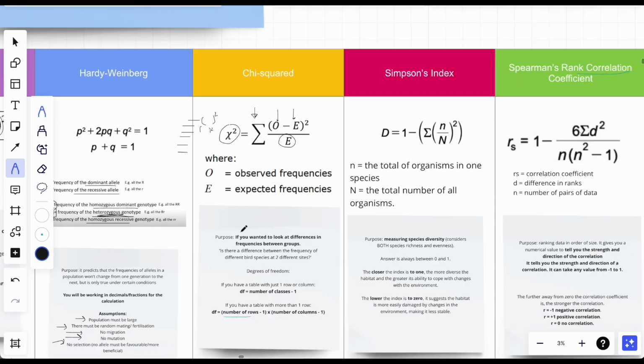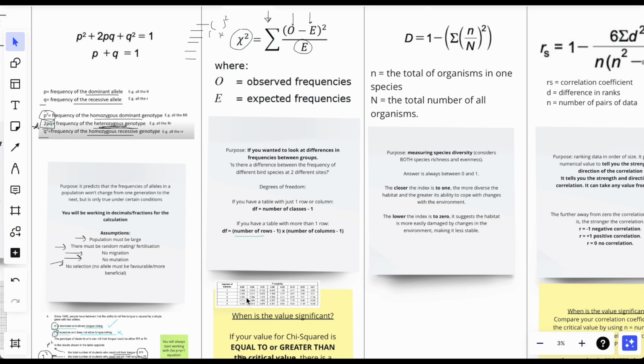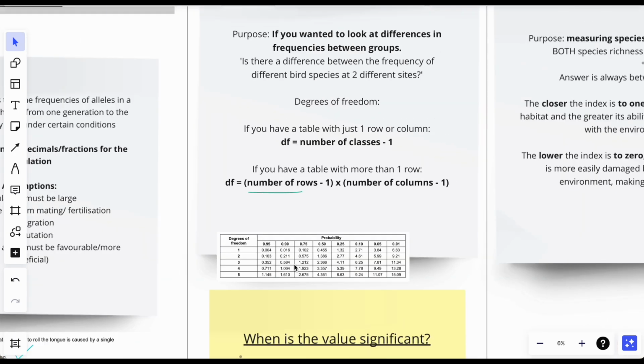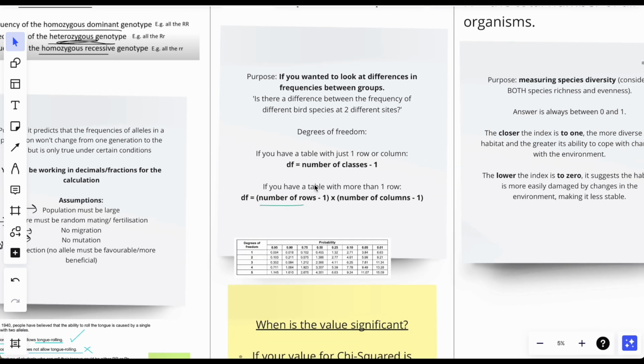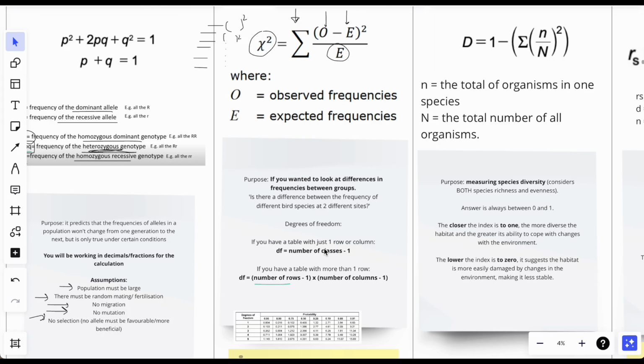Okay, and when you get a question as a follow-up with a table like this, degrees of freedom, probability, you're going to find the critical value. There are 2 versions of how you can work out degrees of freedom. First version is if you just have one row or column, then it's just the number of classes, or the number of rows minus 1. However, if you have a table of more than one row, you do the number of rows minus 1 times the number of columns minus 1 equals the degrees of freedom.